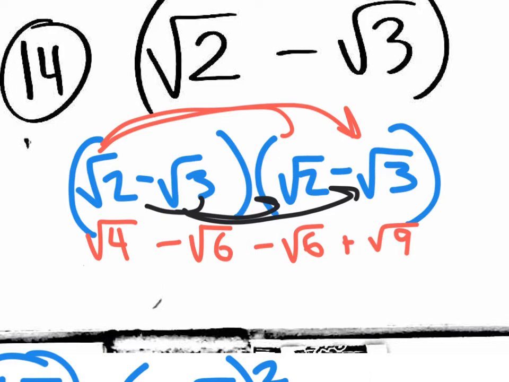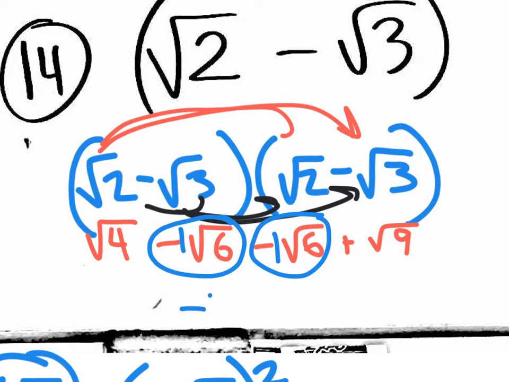So let's simplify anything else that we could. For example, the middle terms, that's a negative square root of 6. That's a negative square root of 6. That's like saying you owe one of these guys, you owe another one of those guys. You're going to owe two of those guys. Make sense?